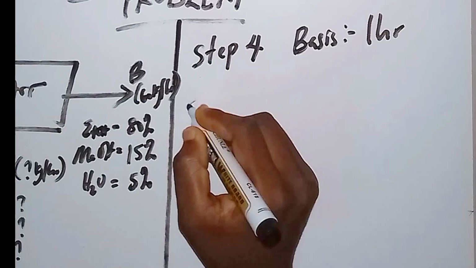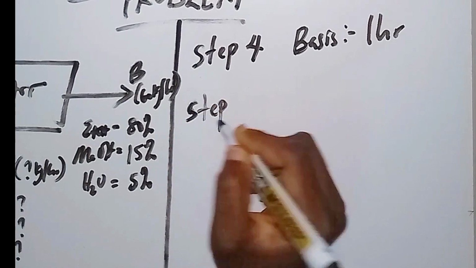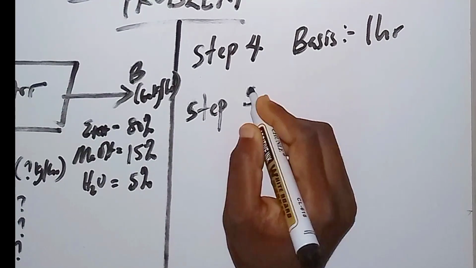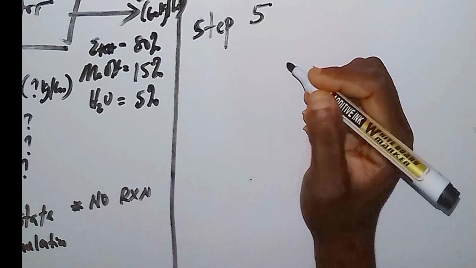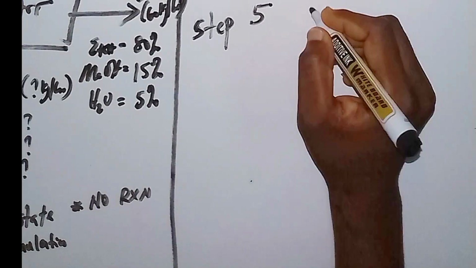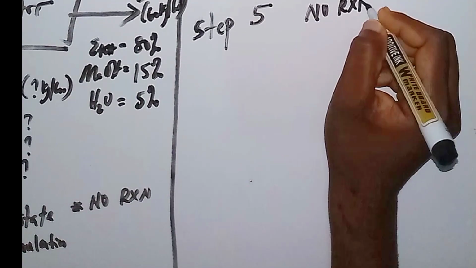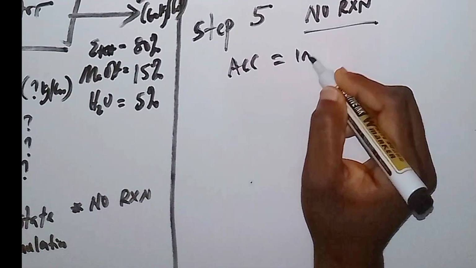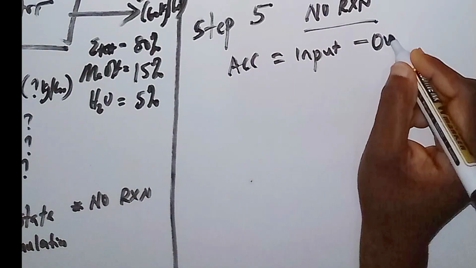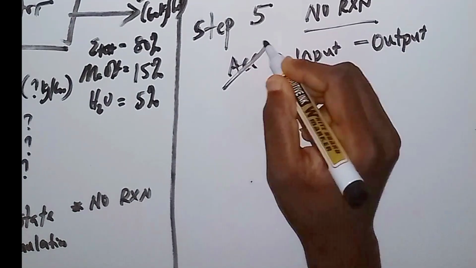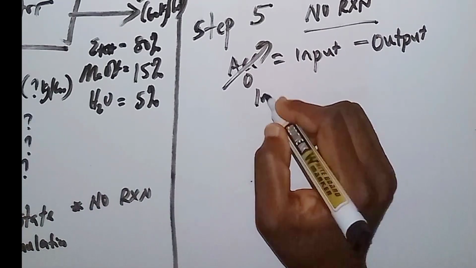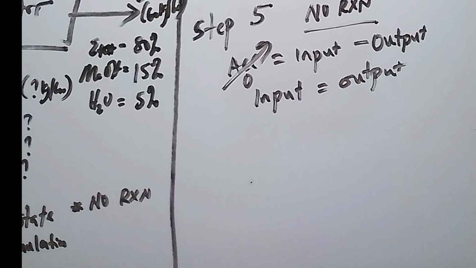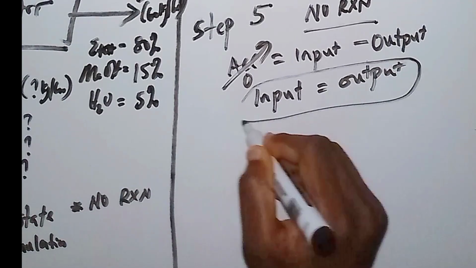For the fifth step, we are expected to use the general material balance equation. From this we know that it is a material balance with no reaction. So a material balance with no reaction says accumulation is equal to input minus output. Accumulation is equal to 0. This means that input is equal to output. So this is what we'll be working with in this system.